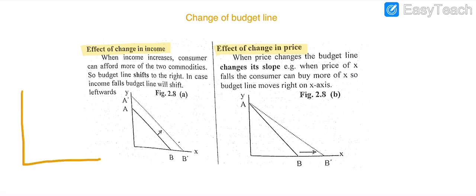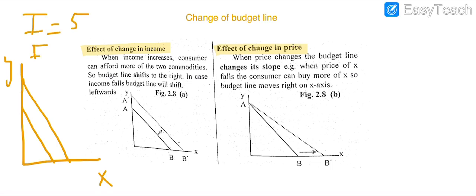If I draw here, this is my budget line. And if the income changes, the budget line will shift like this, parallel, meaning an equal distance towards X and Y. Here there will be an equal distance. The budget line shifts equally. Meaning if you assume your income was first 5, then your income increased to 10. This increase in income is shown in this diagram.